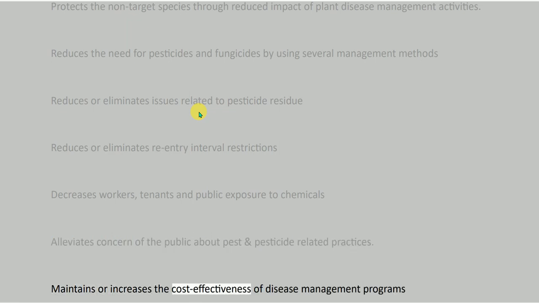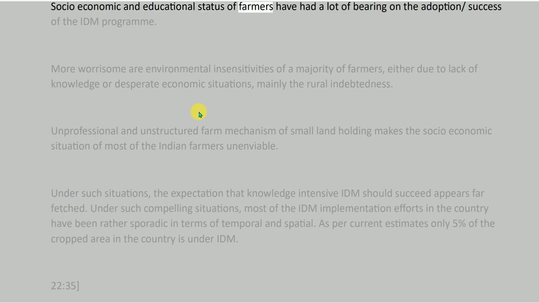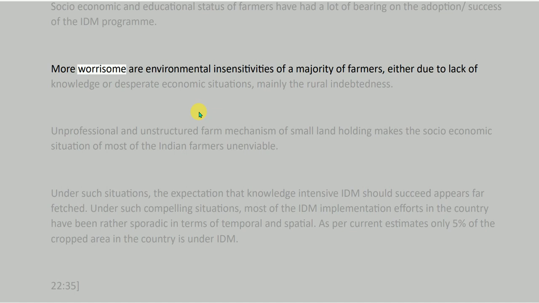IDM is a multidisciplinary approach that seems promising to manage diseases effectively by inclusive amalgamation of cultural, physical, biological and chemical strategies. However, the boon in the knowledge-centric array of IDM ironically proves a bane on reaching the knowledge-poor and resource-deficient farmers at the implementation stage. Socio-economic and educational status of farmers have had a lot of bearing on the adoption success of the IDM program. More worrisome are environmental insensitivities of a majority of farmers, either due to lack of knowledge or desperate economic situations, mainly rural indebtedness.